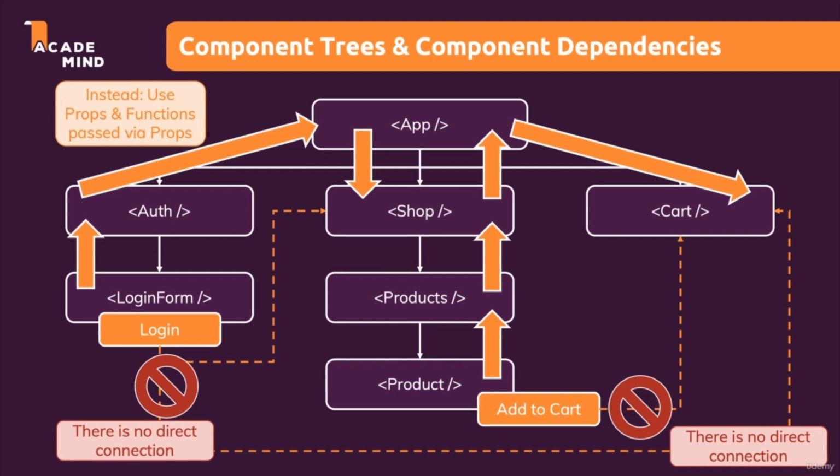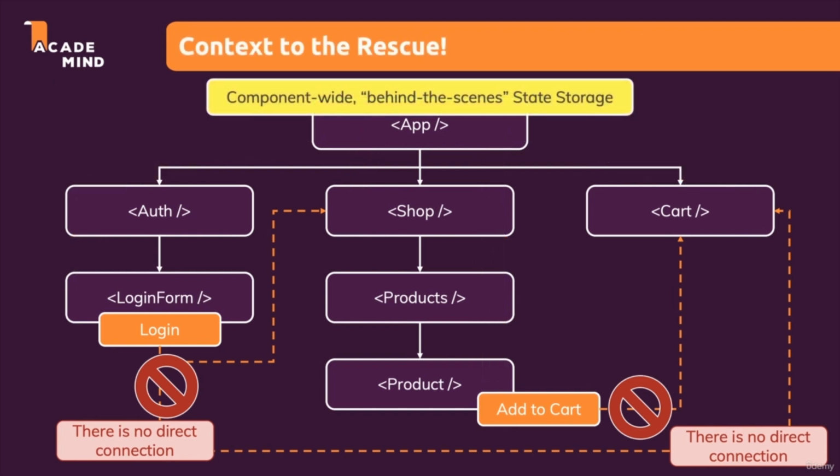Instead, it would be nicer if we could use props in a component to only receive the data this component really needs from its parent, and not to forward other data through the parent, which the parent does neither manage nor need itself. And for that, we got a component-wide, behind-the-scenes state storage built into React.